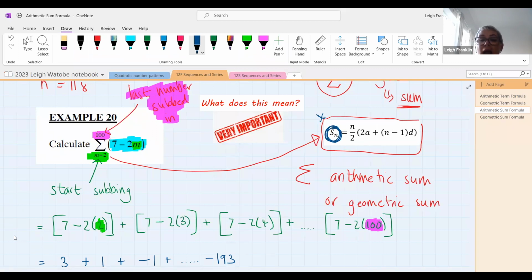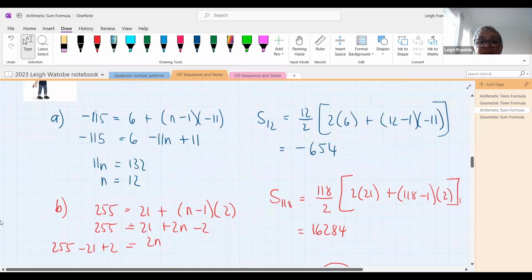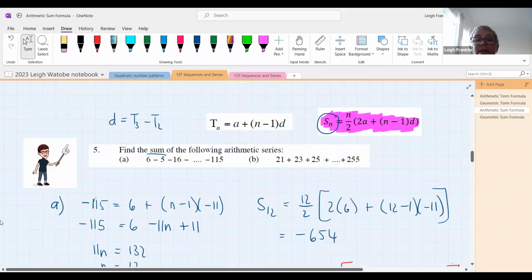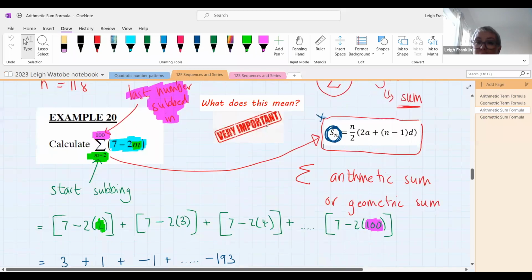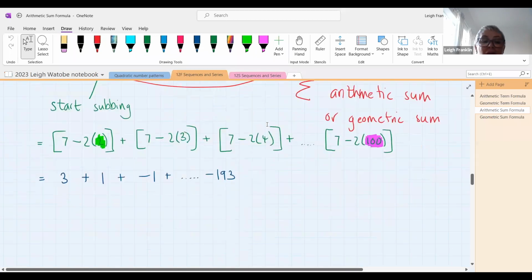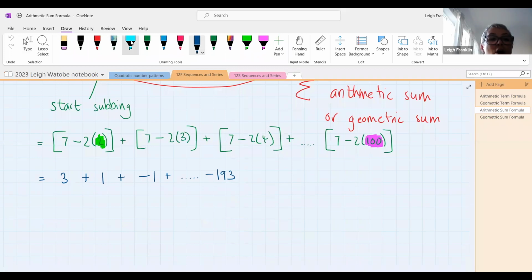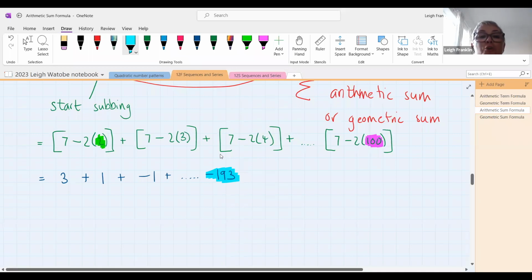Just like we had done in the previous example, when we did not know how many terms there were in the pattern, we used our TN formula once we knew what the last term in the pattern was. So now again, we know what the last term in the pattern is. We know that it is minus 193. So we need to use our TN formula to calculate the number of terms in this series.